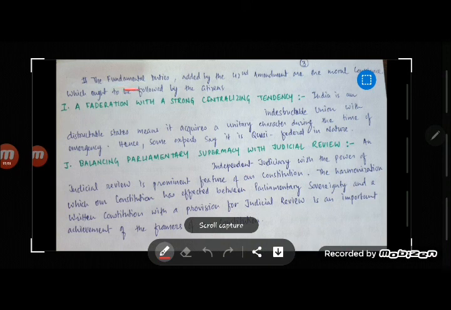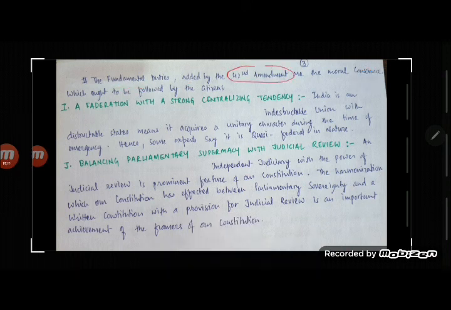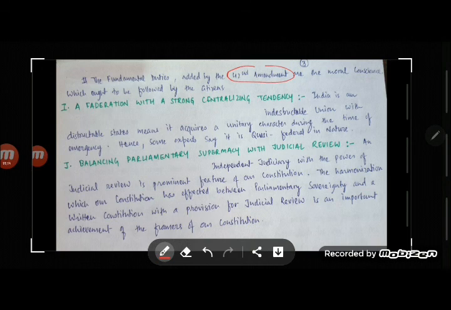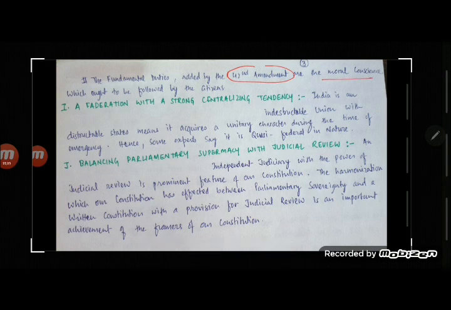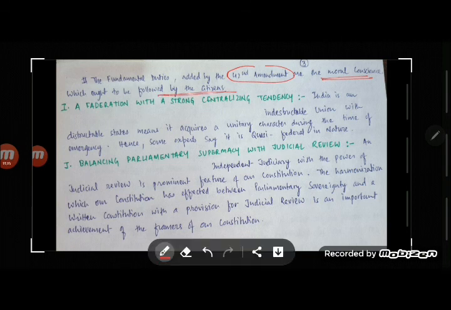Now the fundamental duties. The fundamental duties were added by the 42nd amendment. The question comes in JPSC or UPSC: when were the fundamental duties added? They were added by the 42nd amendment of the Indian Constitution. It is a moral conscience which ought to be followed by the citizens. You have moral duties, such as respecting the flag of our India or other things. We have to read the fundamental duties of individuals in detail in the chapter; we are not going to discuss them here. So it was added by the 42nd amendment, and you have to understand it is a moral conscience which ought to be followed by the citizen.